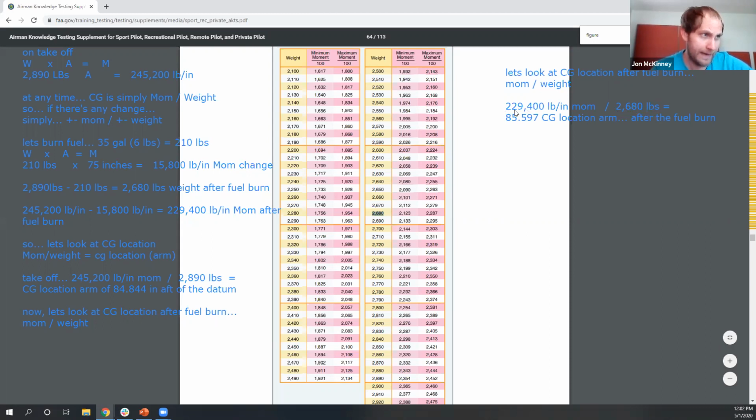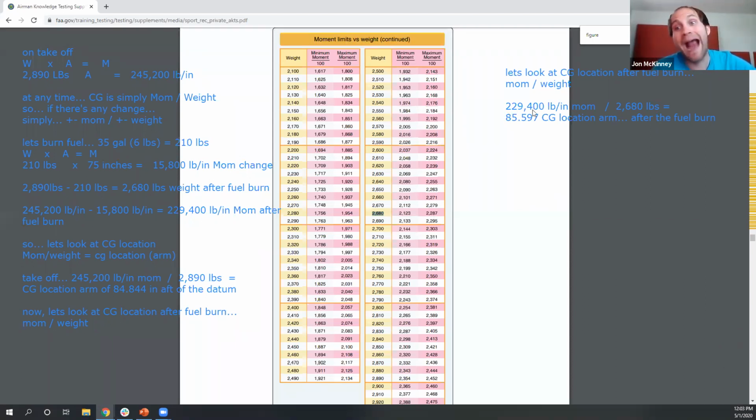Our moment at that time is going to be 2294 divided by 100. So the smallest number our moment could be is 2123. The biggest number our moment could be is 2287. We are bigger than 2287, 2294. We're too big. So we are aft.